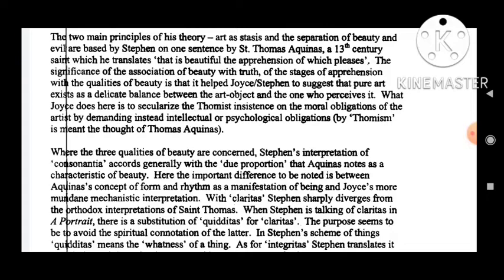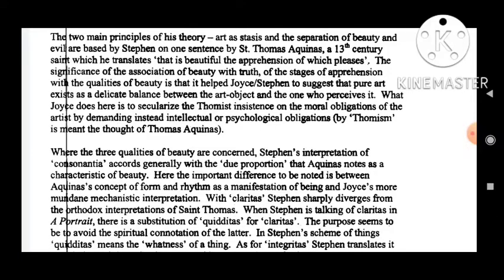Okay, so you can write of the stages of apprehension with the qualities of beauty is that it helped Joyce or Stephen to suggest that pure art exists as a delicate balance between the art object and the one who perceives it. Okay, so you can write the delicate balance between the art object and the one who perceives it.